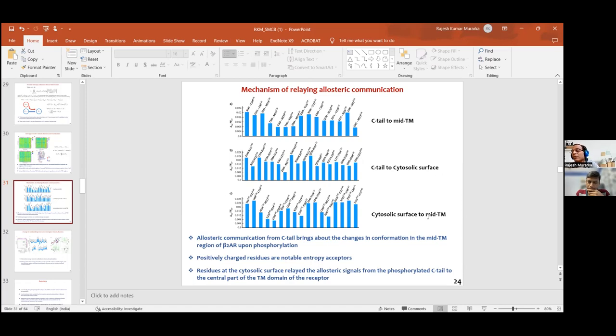Then we looked at the residues at the cytosolic surface of the receptor, and found that the C-tail also drives the motion of the cytosolic surface residues. So how is the relay happening? We found that the cytosolic surface residues act as an entropy source to the transmembrane core residues. What does that mean? That means the C-tail is driving the motions of the cytosolic surface residues, and the cytosolic surface residues further drive the motions of the transmembrane core residues. So that's the final point here: residues at the cytosolic surface relay the allosteric signals from the phosphorylated C-tail to the central part of the TM domain of the receptor.